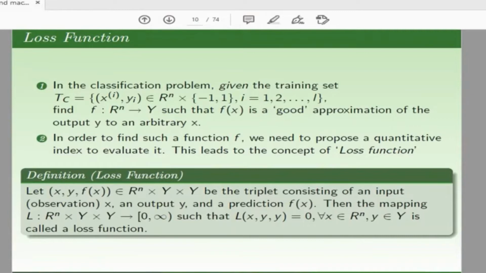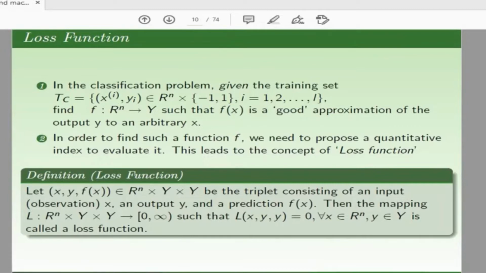You are only given the input and the output, and then you want to find out what is sitting inside. You want to find out this function f. If you can find the function f, then you can do classification, regression, and so on. And this function you want to determine on the basis of the given training set. So the second difference between mathematics and machine learning is that mathematics deals with direct problems, while machine learning deals with inverse problems.